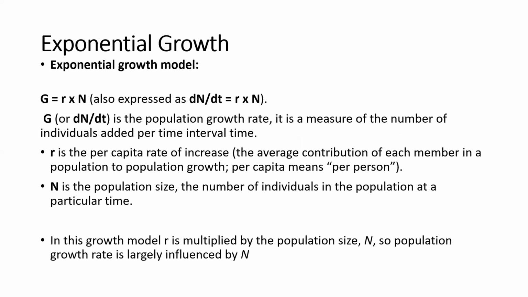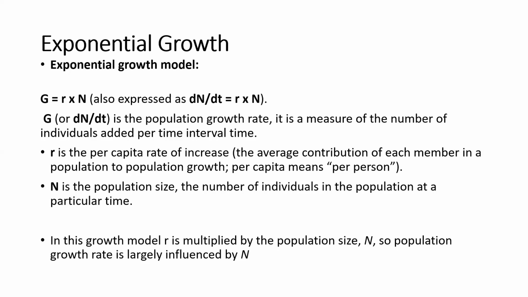So the exponential growth model has this equation: G equals R times N. We can also express it, when the time interval becomes small, as dN/dt equals R times N. G, or dN/dt, is the population growth rate. When you hear the word rate, that means there's a time bound. So it's a measure of the number of individuals added per time interval.